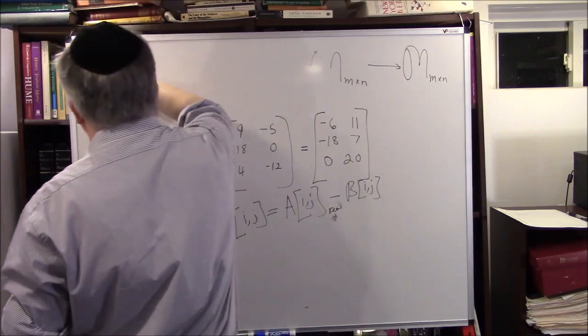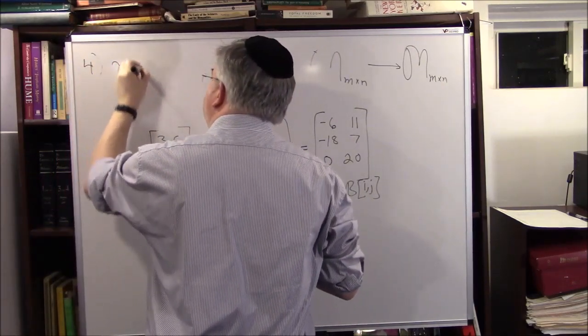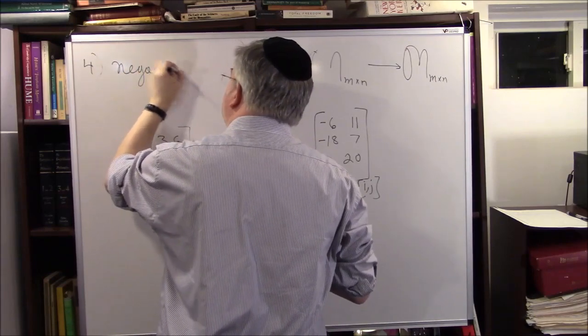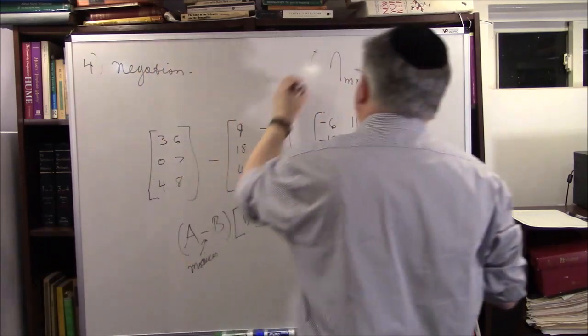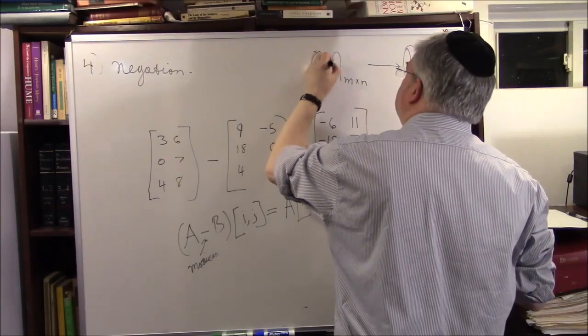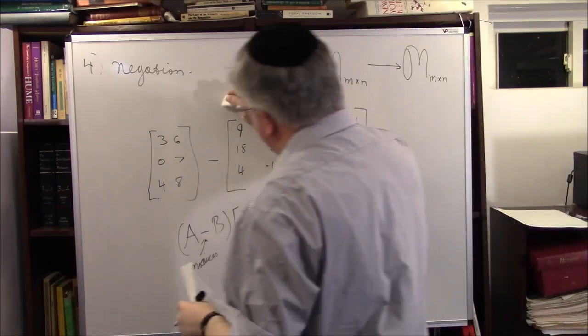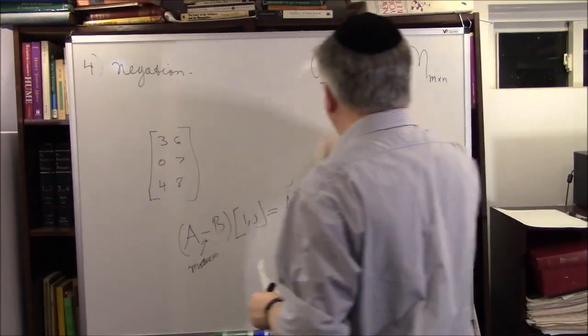So this is the fourth operation. The book has these two. I'm just going through it with you. Negation. Again, what this does is it takes an m by n matrix and outputs an m by n matrix. Let me just show you how it works. Not hard.